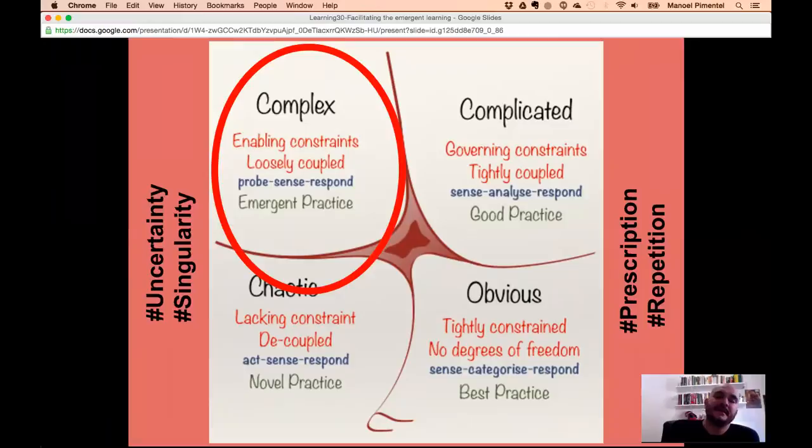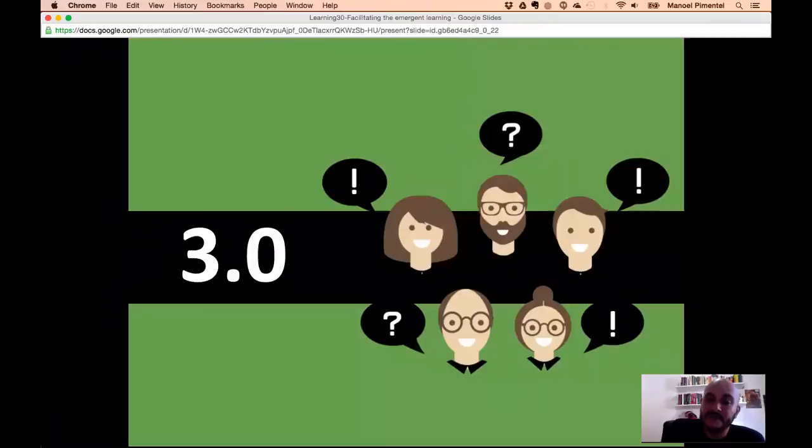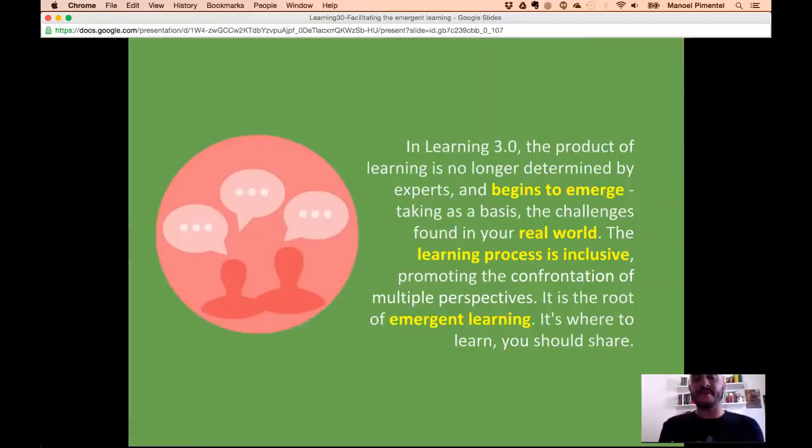Then that's the main idea behind Learning 3.0, right? In Learning 3.0, we don't have anymore the power of the institution or the expert. The learning is no longer determined by the expert. Actually, the learning emerges from the people, emerges from the real world also, right? And of course, Learning 3.0 creates a kind of environment to include all perspectives during the learning process, right?